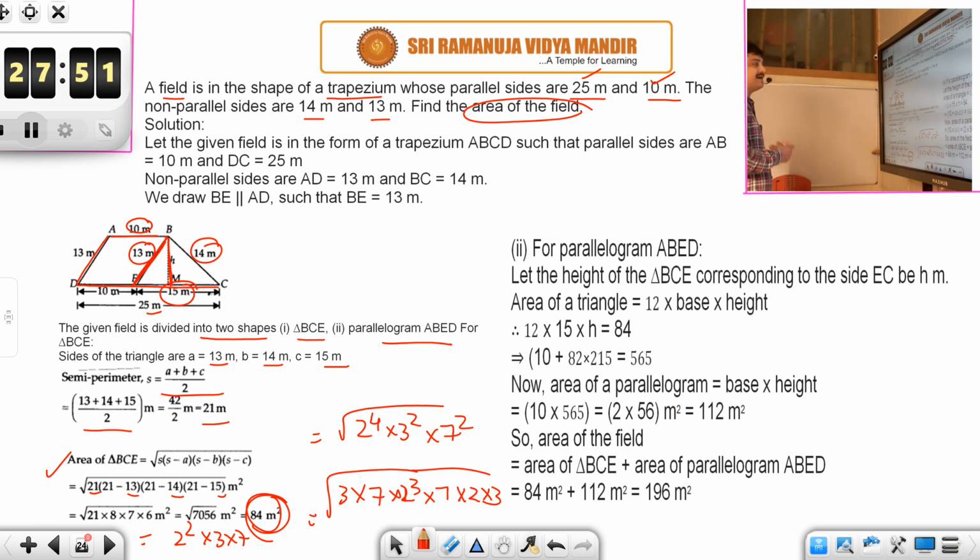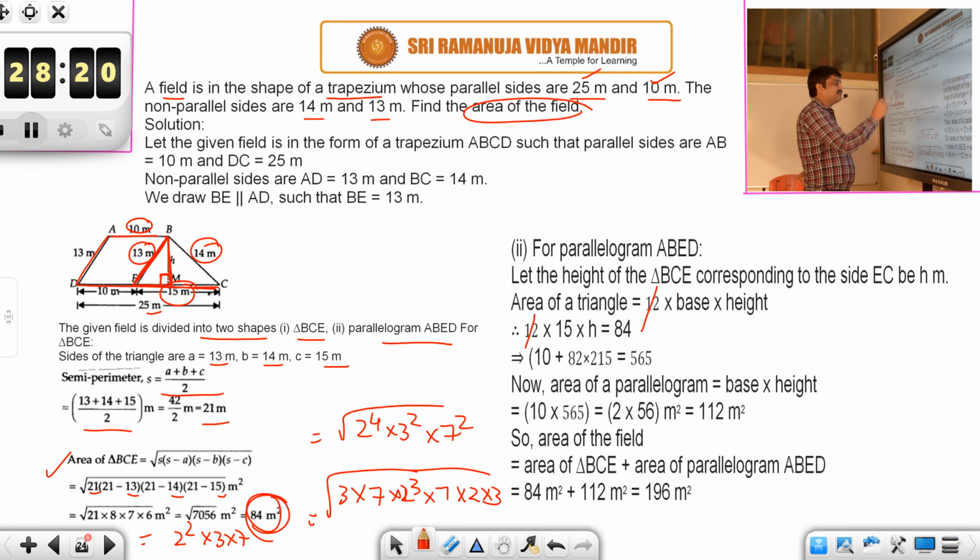Now how to find the area of the parallelogram? We know the area of a parallelogram is given by base into height. But do we know the height? No, right? So let's try to find the height here. So to find the height, let's drop a perpendicular onto this side.